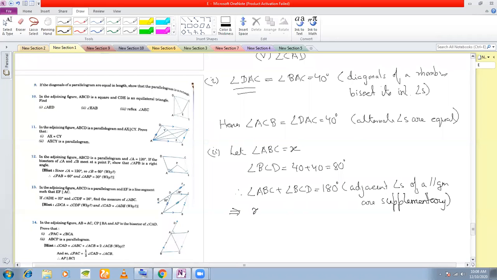So ABC is x and BCD is 80. So therefore, what is x? 180 minus 80, which is 100 degrees. That is, angle ABC is 100 degrees. That is what we had to find out, angle ABC.